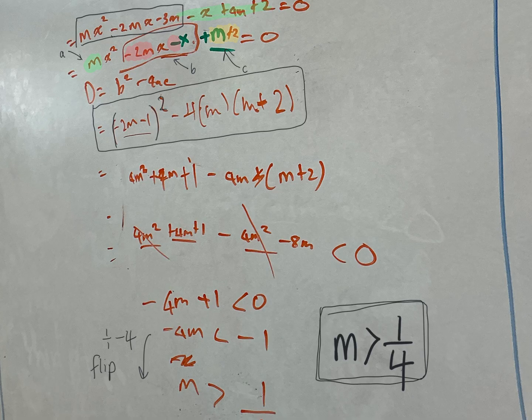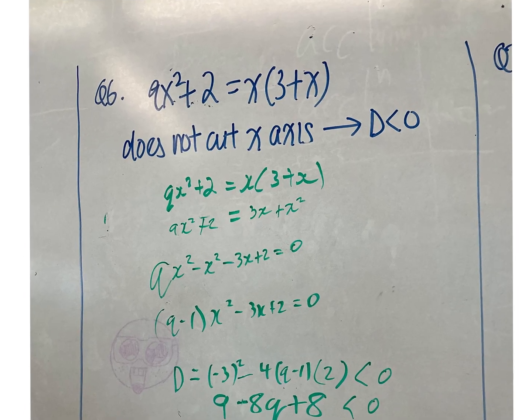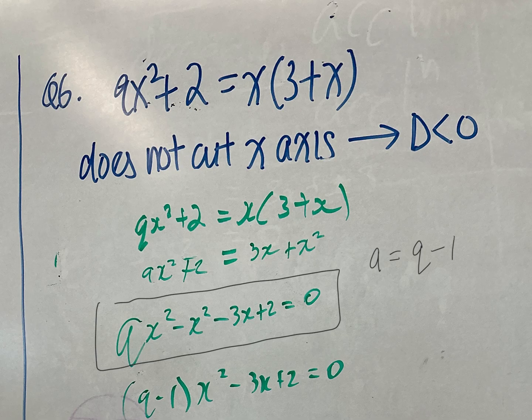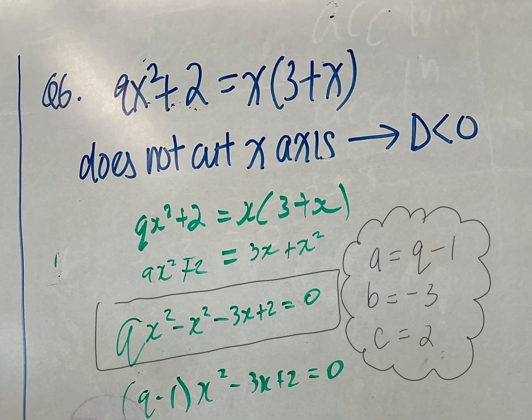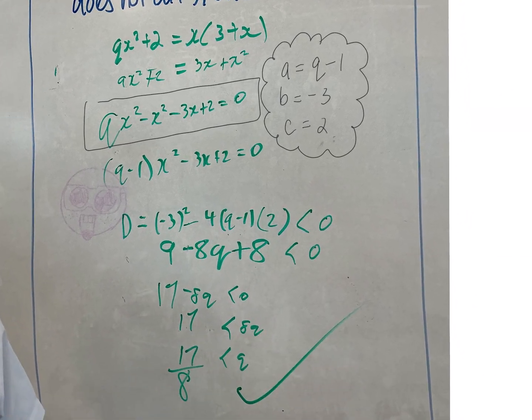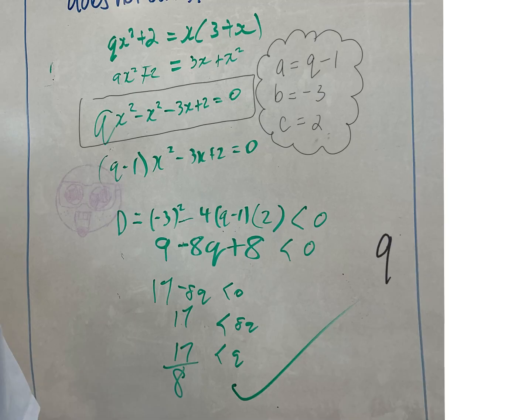So this one, the only difficult part is identifying the correct A, B, and C. The only mistake you can make is the wrong ABC. Okay, next one, Question 6. If you expand and shift everything to one side, this is what you get. So your A is q minus 1. Your B is negative 3. And then your C is 2. This one is very important. Make sure you identify correctly. So do your B squared minus 4AC, and then q should be greater than 17 over 8.